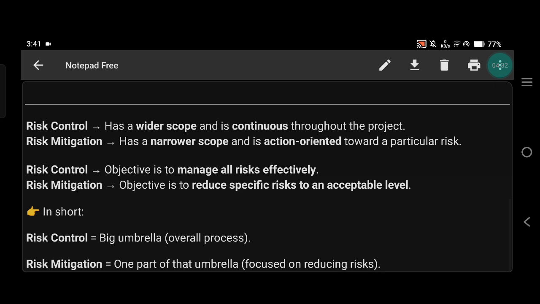In short, risk control means the big umbrella, the overall process, and risk mitigation means one part of that umbrella, focused on reducing risk. So you can think of risk control as the big umbrella strategy, and risk mitigation as one part of that umbrella which focuses only on reducing risk. Both are important for the success of a software project.